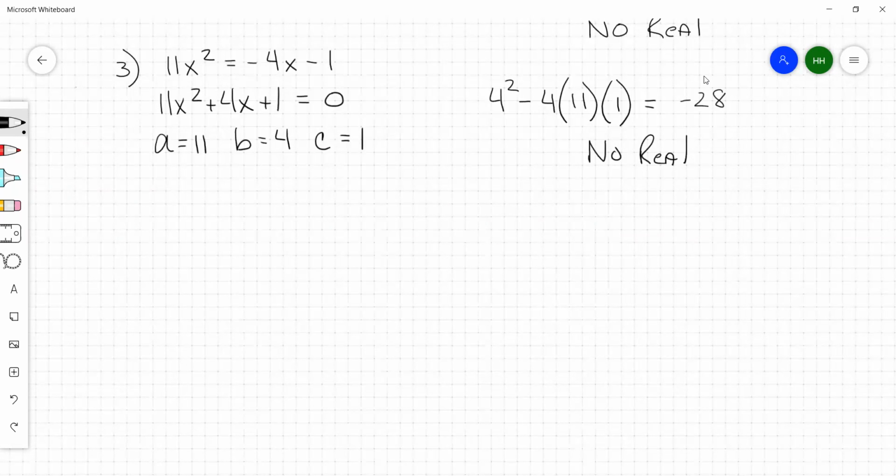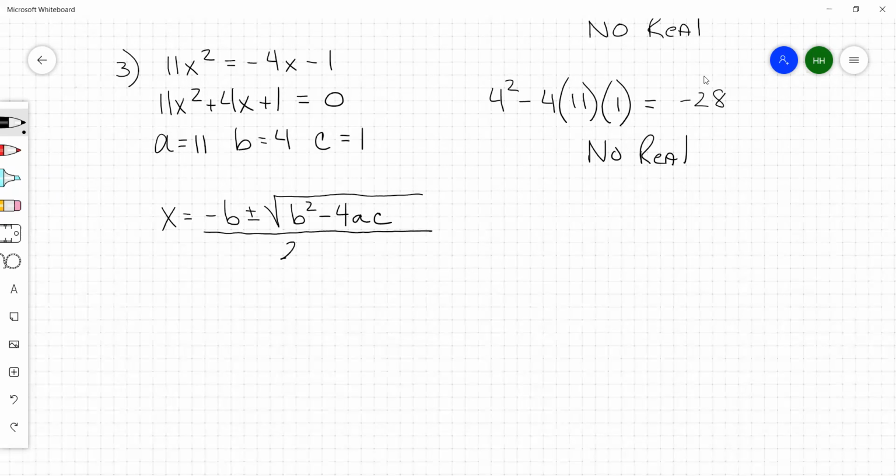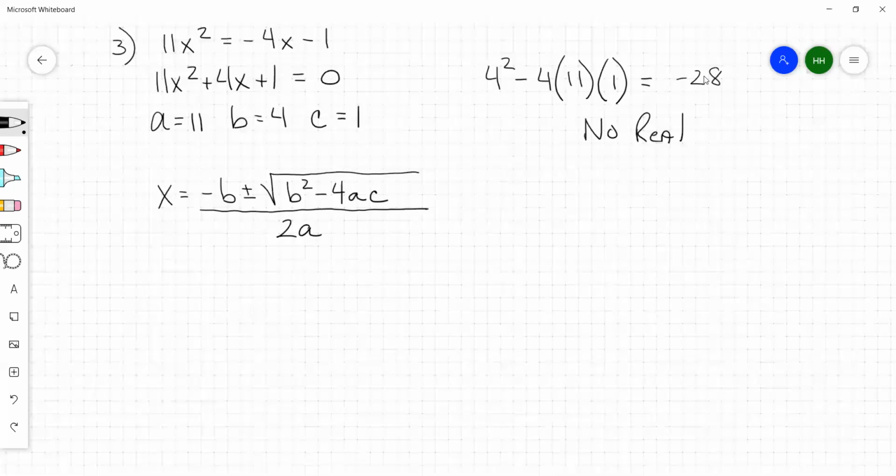Then in the short answer, you've got 4 of the quadratic formula problems. Remember the quadratic formula, x is equal to the opposite of b plus or minus the square root of b squared minus 4ac, all divided by 2a. That's the formula that you're going to use to solve those 4 problems.